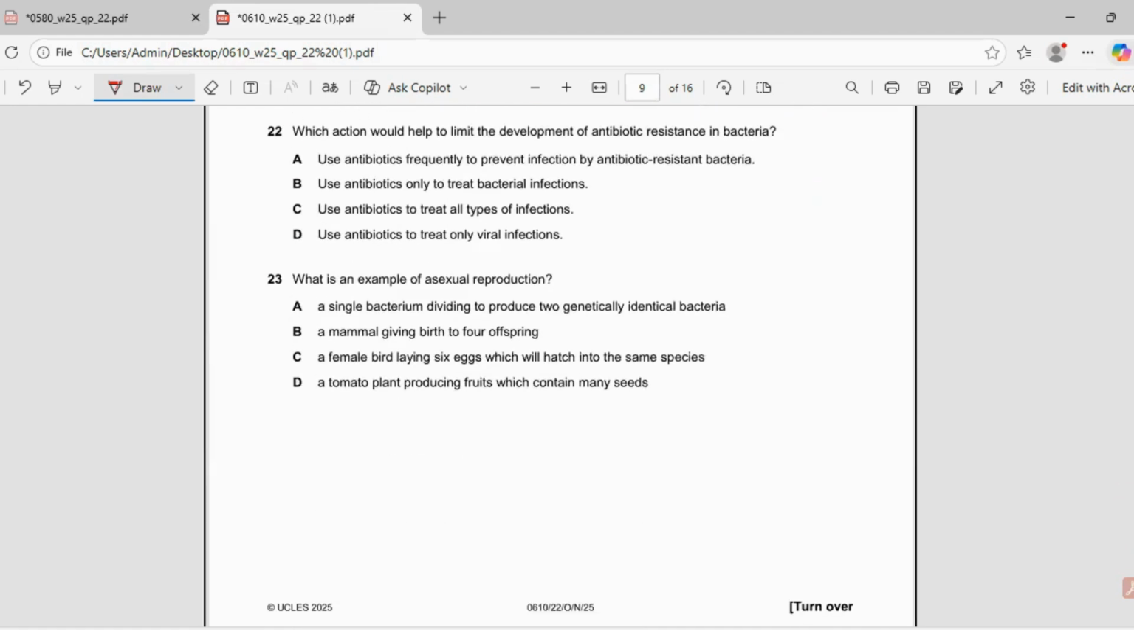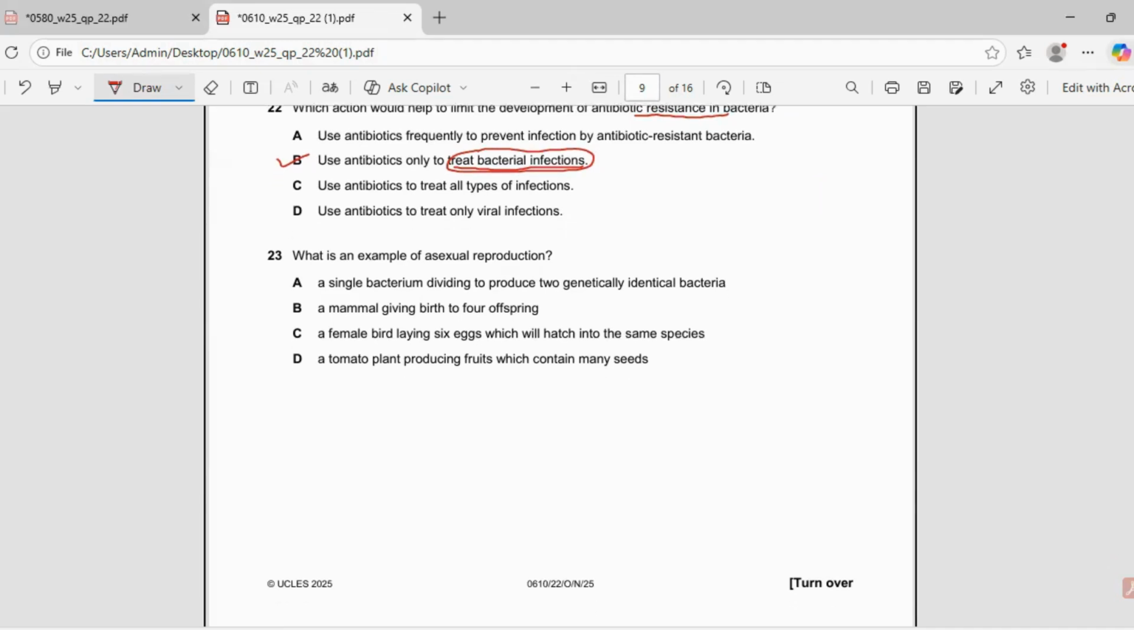Next question. Which action would help to limit the development of antibiotic resistance in bacteria? Okay, so we should use antibiotics only to treat bacterial infections. Otherwise, the bacteria will become resistant to the antibiotics used. So the answer would be use antibiotics only to treat bacterial infections.